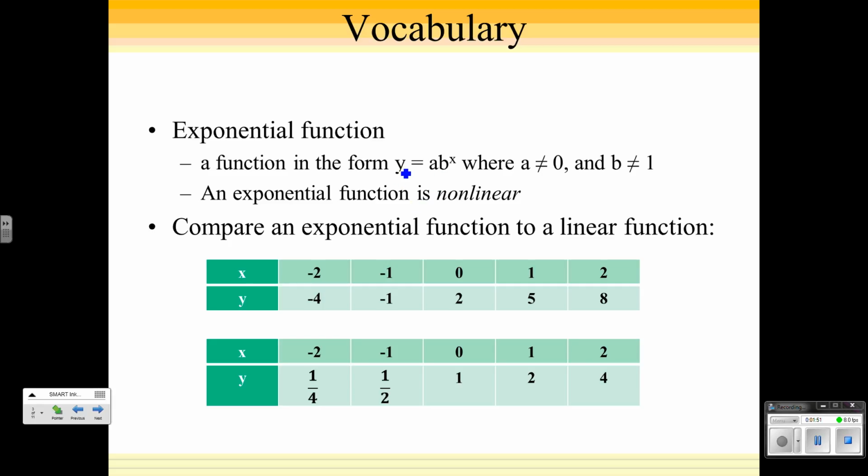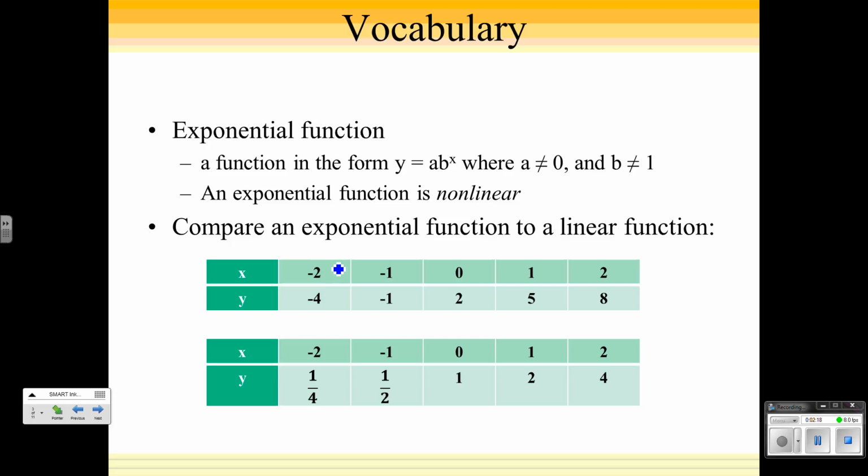We have been used to having y equals something times x. In this case, our x is now the exponent. So our unknown becomes our exponent. But this right here is kind of the key thing that we're going to be doing in this section and the next section as well. We're going to compare an exponential function to a linear function and how we can kind of tell which is which.